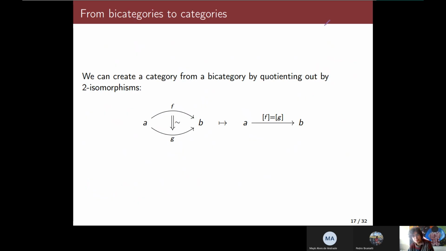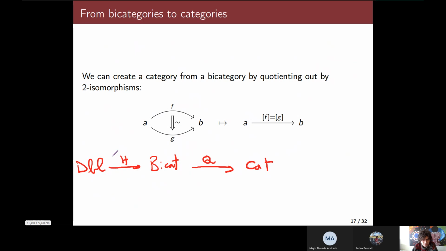And of course, you can go from a bicategory to a category by quotienting out two isomorphisms. This is what I meant, Mike. So in the bicategory, you can quotient F by G if there is a two isomorphism between them. Push, and you get a category. This is a functor from Bicat to Cat. So in the end, what we'll have is a functor from here to here, and call this Q. And so these will be the three levels that we'll have: categories, bicategories, and double categories. And we start here and go down.